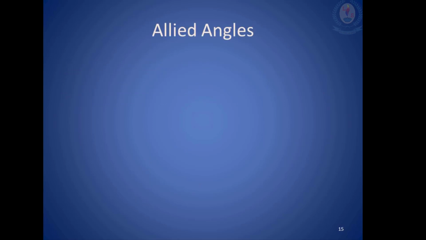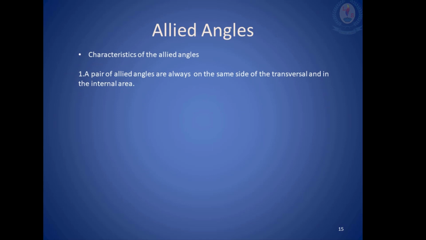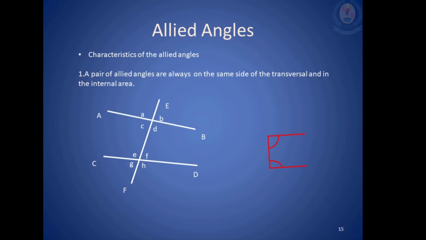Let's see allied angles. Characteristics of the allied angles. A pair of allied angles are always on the same side of the transversal and they are in the internal area. What's the letter here? U or C letters, remember, for allied angles. Can you identify the pairs of allied angles in this figure? What are they? C and E, D and F. They are pairs of allied angles in this figure.